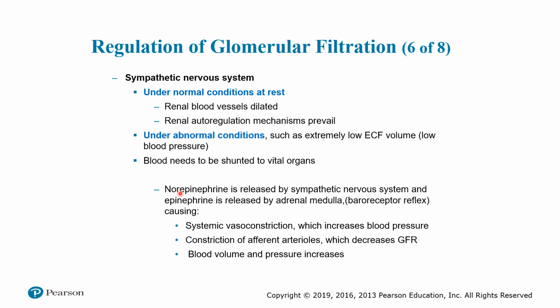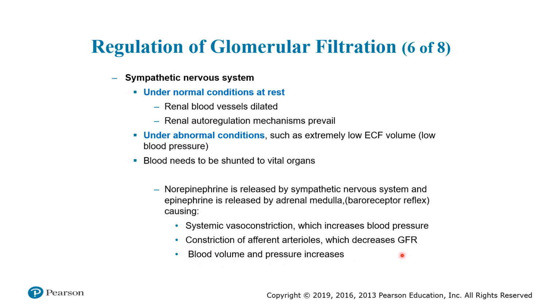So now we have secretion of norepinephrine and epinephrine. And what do the sympathetics do? They always vasoconstrict. When they vasoconstrict, they increase the blood pressure. So there is systemic vasoconstriction, and there is also constriction of the afferent arterioles in the kidneys. And when the afferent arterioles are constricted, the GFR is decreased, and the blood volume and pressure increase.